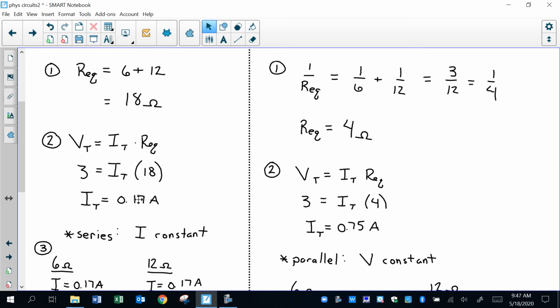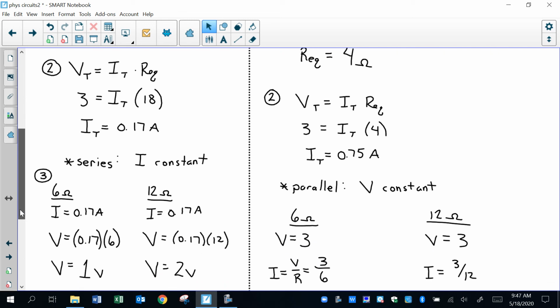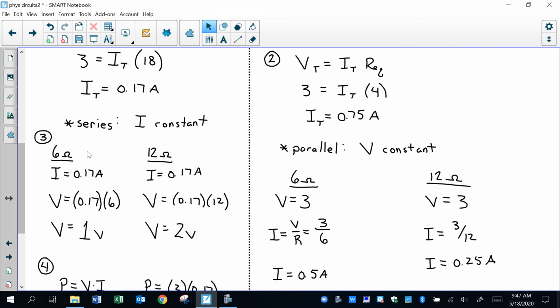So once I've calculated 0.17 amps, I can come down here, and what I like to do personally is write down each resistor that I'm going to use. 6 ohms. Put a line under it. I know its current is going to be 0.17 amps. I know the resistance is 6. Plug and chug, and I get 1 volt. Here, 0.17 amps times 12, 2 volts.